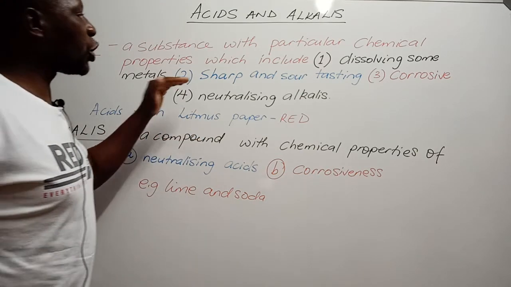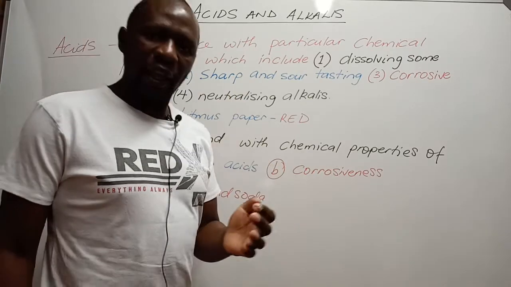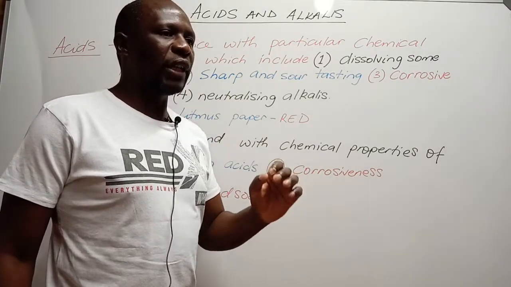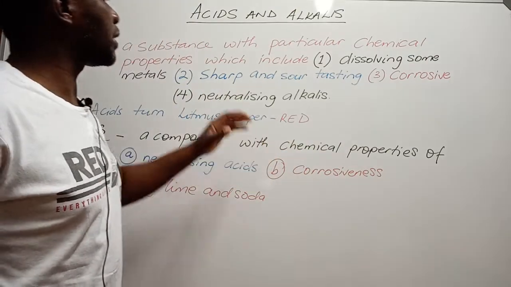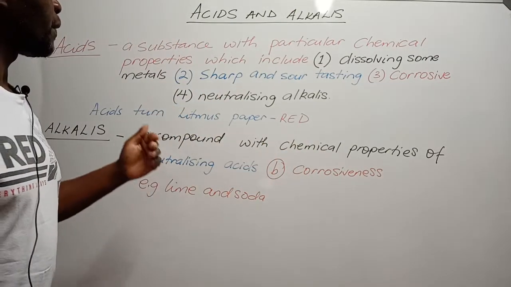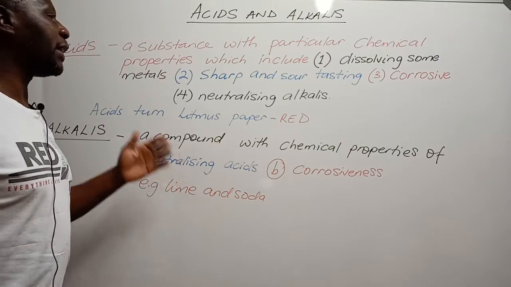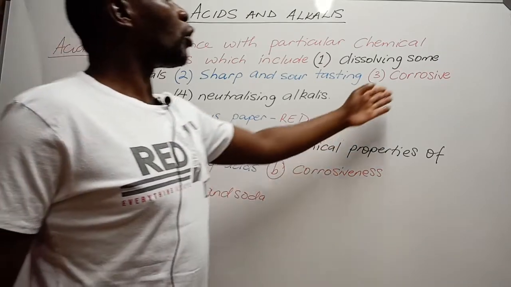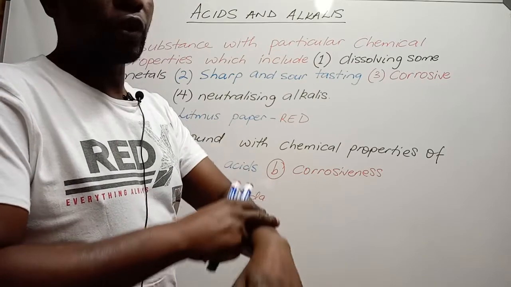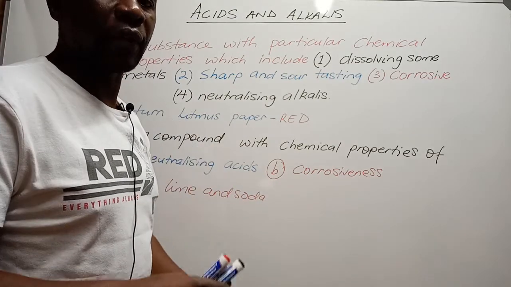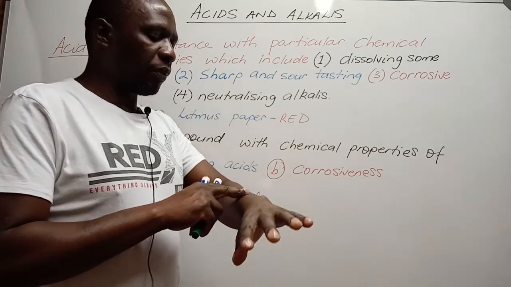Acids are sharp and sour tasting. If you take vinegar and you taste it, it's sharp and sour tasting. So vinegar is an acid. Acids are also corrosive. If an acid gets into contact with your skin, for example, your skin can be corroded.